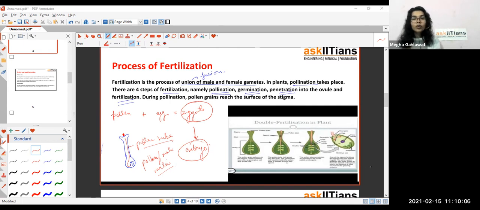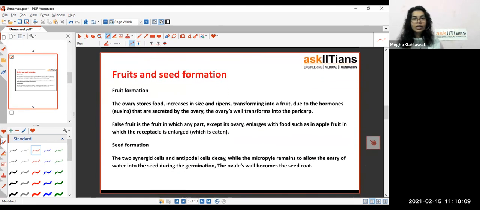Okay, now moving forward to the next topic of the day, we have the fruits and seed formation. Now the ovary stores the food, which is quite obvious. The fruit formation happens after fertilization, after the formation of the zygote and the embryo: the ovule is going to become the seed, but the ovary is going to become a fruit. After the ovary grows in size after the fertilization and stores a lot of food, it transforms into the fruit. Which is very important.